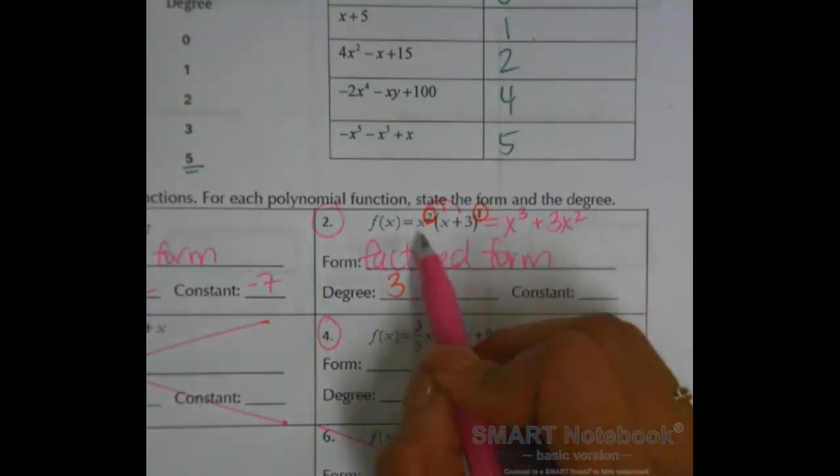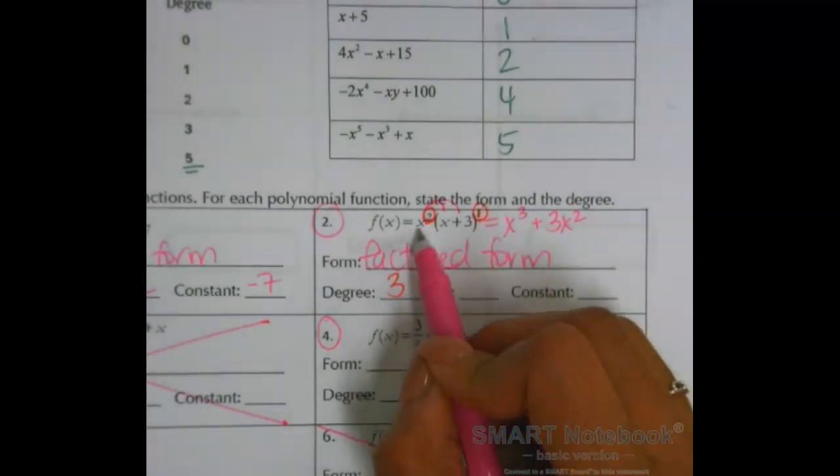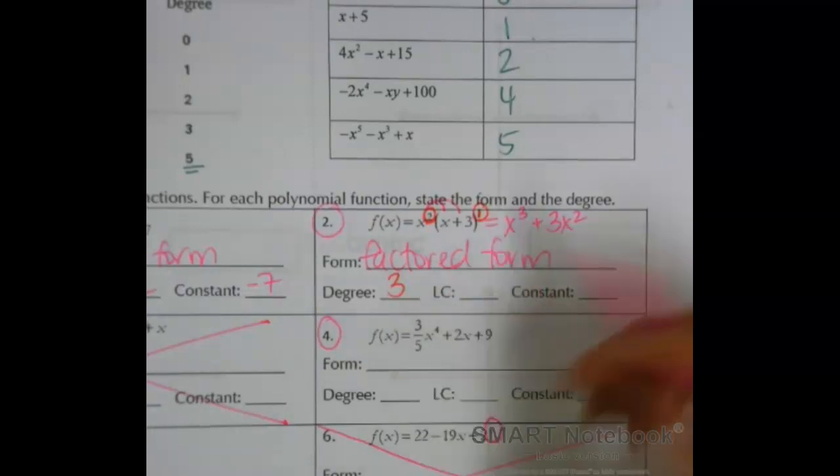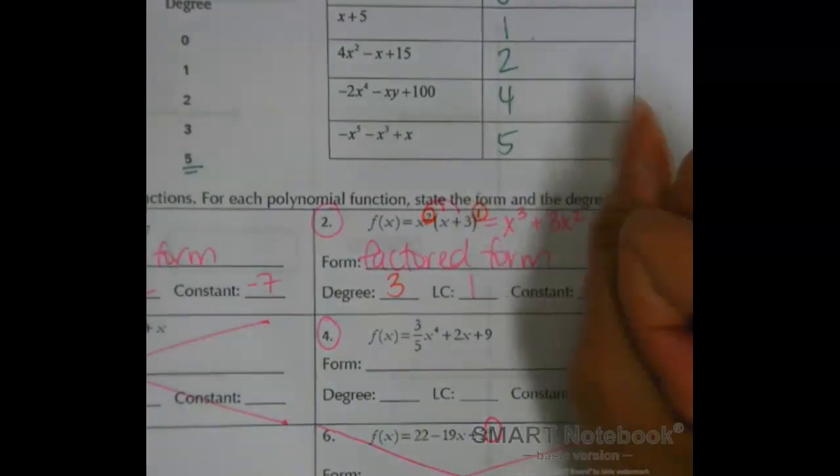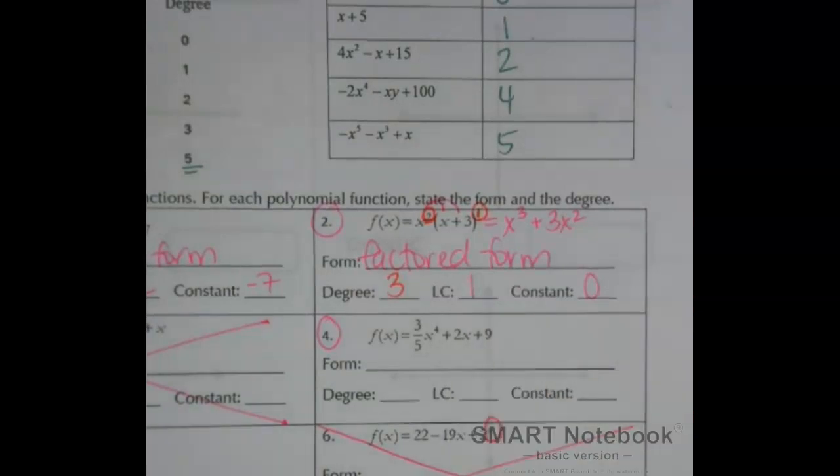The leading coefficient is just the number that's in front of pretty much your entire problem. So it would be in front of the x squared here, or in front of the x cubed, which is still a 1, positive 1. And then your constant. Is there a number without a variable here? No, so you just put 0. Do the same thing for 4 and 5. It should take you no more than 30 seconds.